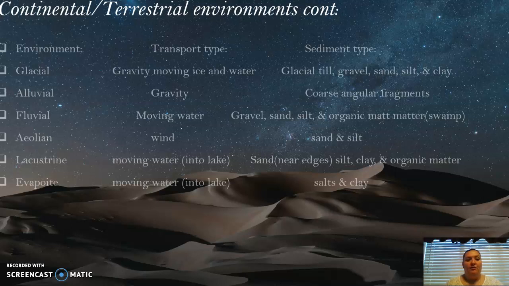The fluvial transport type is moving water, and it creates gravel, sand, silt, and organic matter, which is swamp. Aeolian transport type is wind, and it creates sand and silt. Lacustrine transport type is moving water, like into a lake, and so it creates sand near the edges, silt, clay, and organic matter. And the last one is evaporite, and their transport type is moving water into the lakes, and the sediment type created is salt and clay.